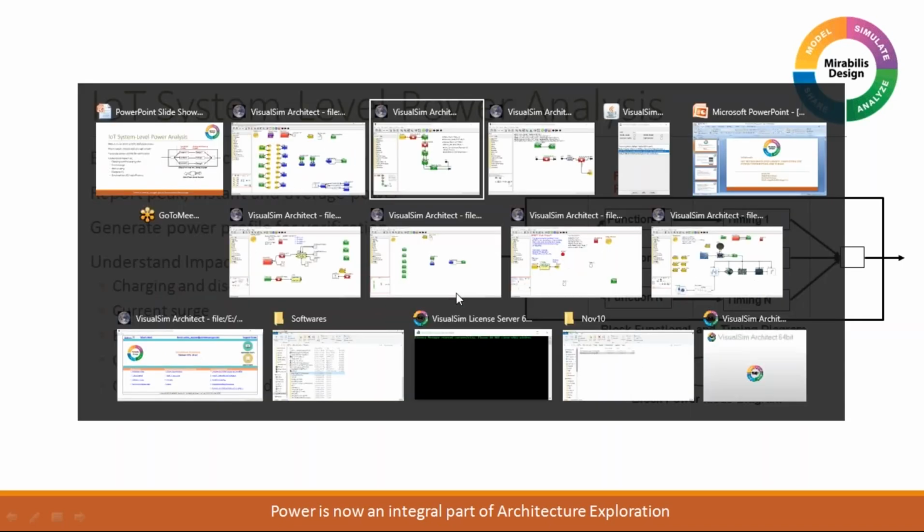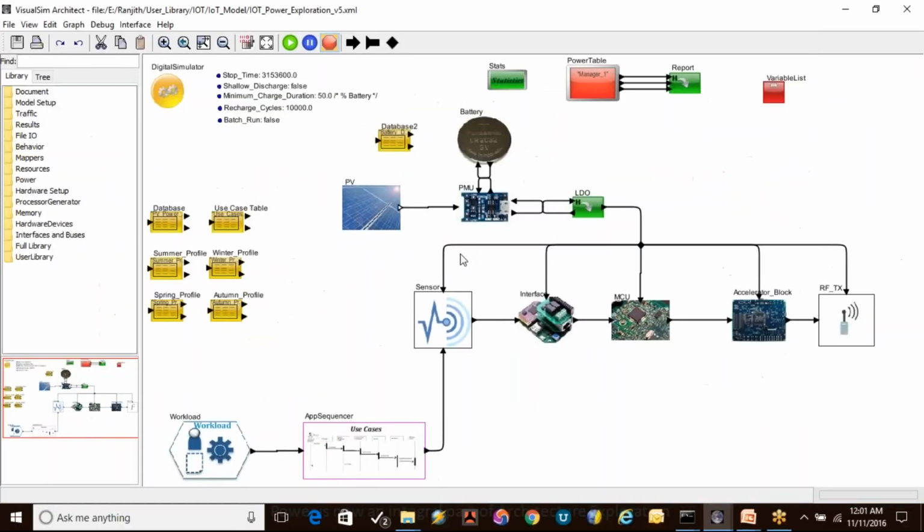At this point, I would like to go over to a VisualSim model. What I have over here is a model of an IoT component. In this case, I have not considered any network; it is purely an IoT module in which you have your power generator and harvester. Here it is a photovoltaic cell that I have connected, and you have your power management unit, your LDOs, and your other devices connected. For example, you have your sensors, interfaces, memory, microcontroller unit, or accelerator, and RF front end itself.